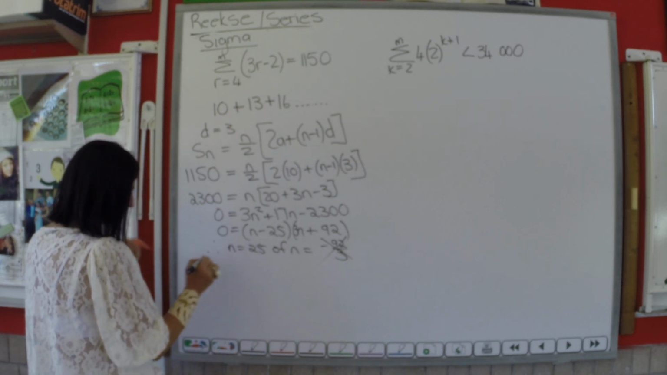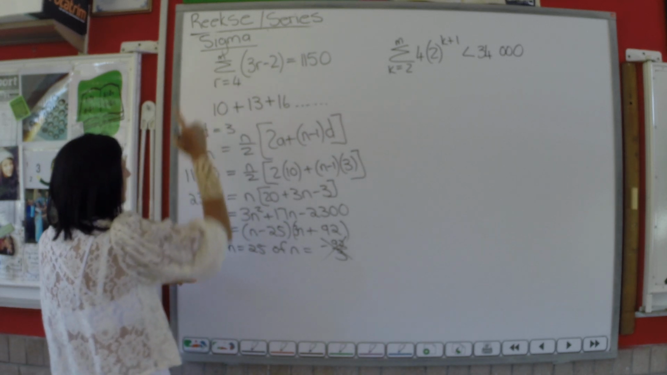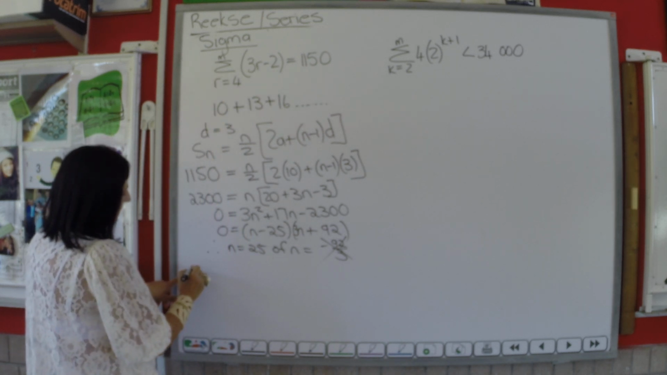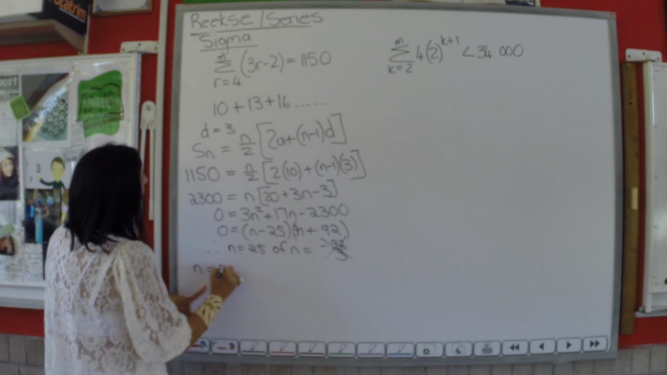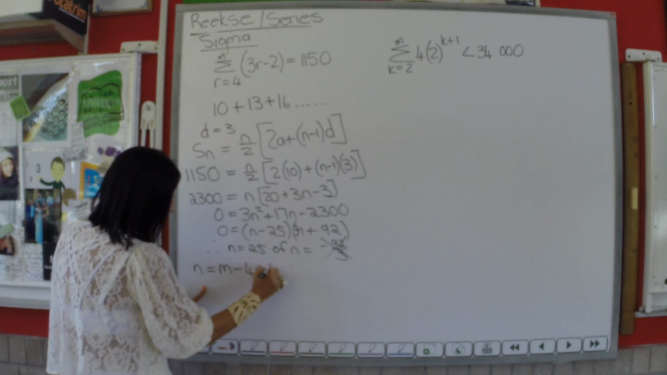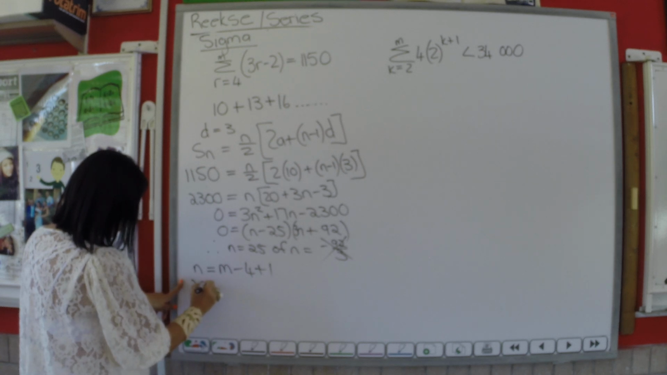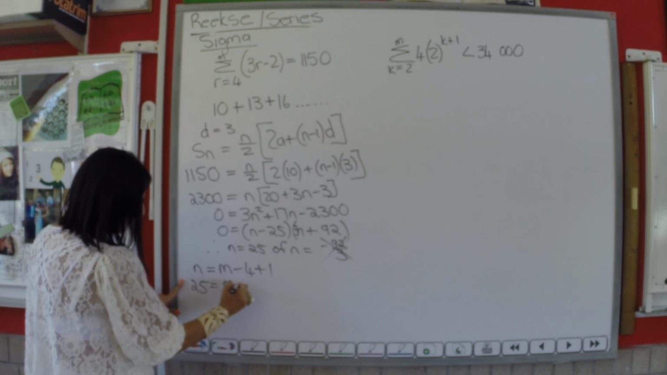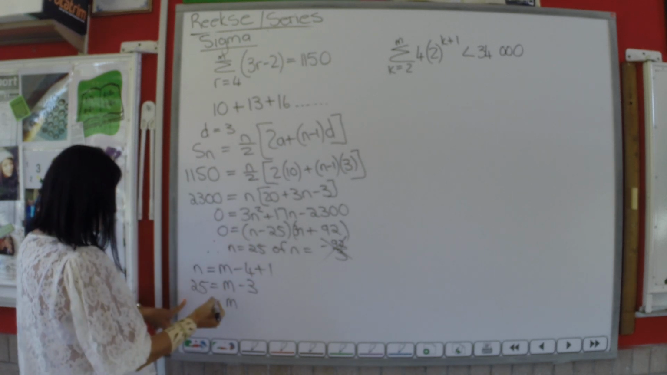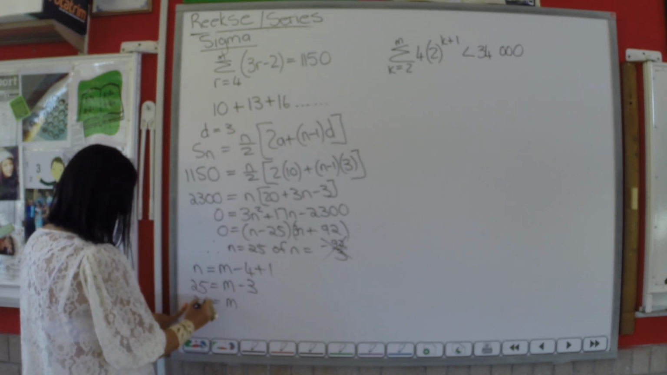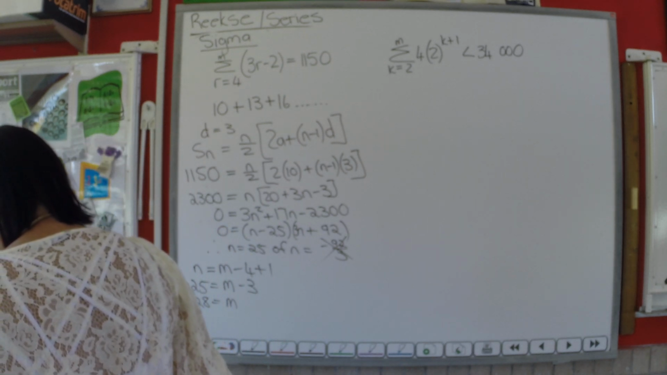So n equals 25. But now I must be careful. I need the value of n. So, if I want to get the value of n, it's the bigger one minus the smaller one plus 1, isn't it? So, to get n, I first got to do this little calculation that I've taught you before. So, n equals 28. Goed. Onthou om dit te doen.